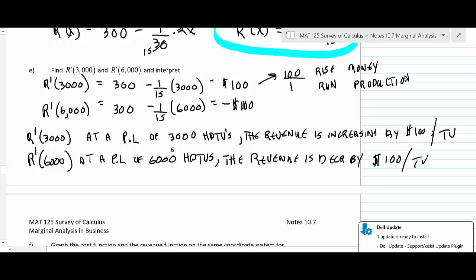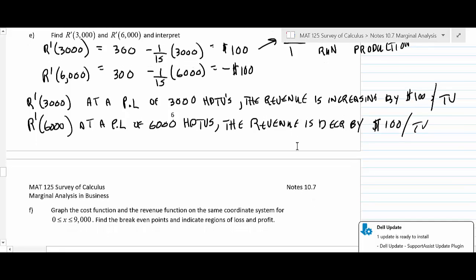Okay, does that make sense to everybody? So be sure that you always talk about your production level, and you're always telling me whether it's increasing or decreasing, okay? And think of that as a slope. It's money per unit, okay, that you sell. All right, any questions so far?